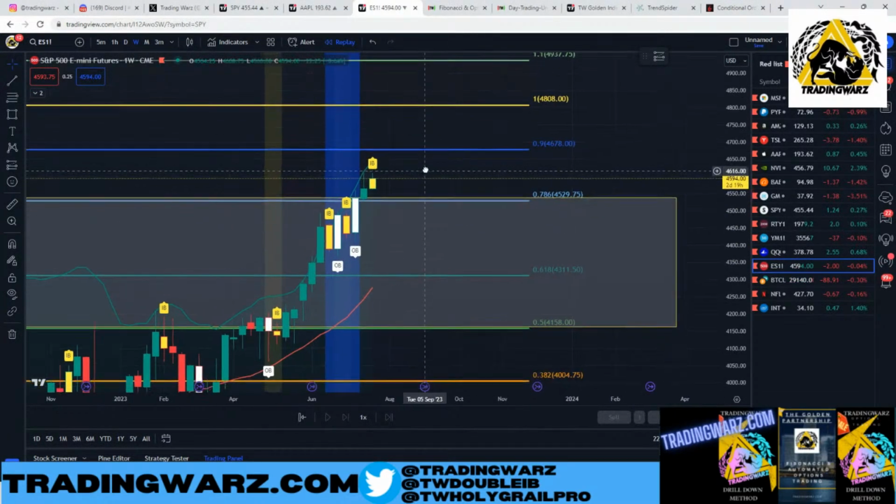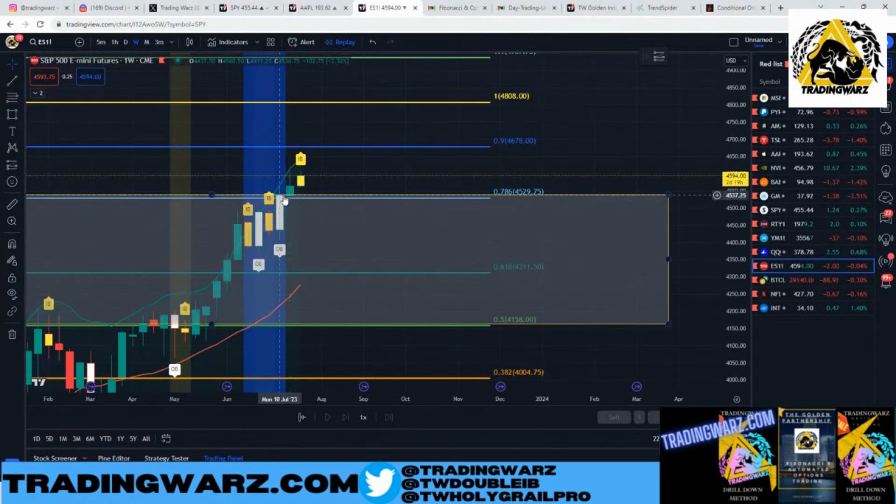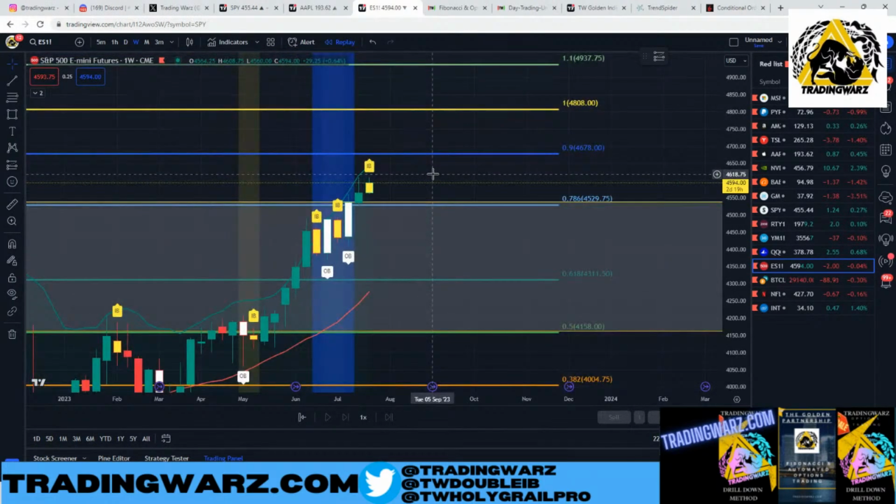Last week, we finally got this little inverted hammer pattern. Hit me with a 4 if you see that. Okay. And that inverted hammer pattern right there is showing me that there were sellers last week.